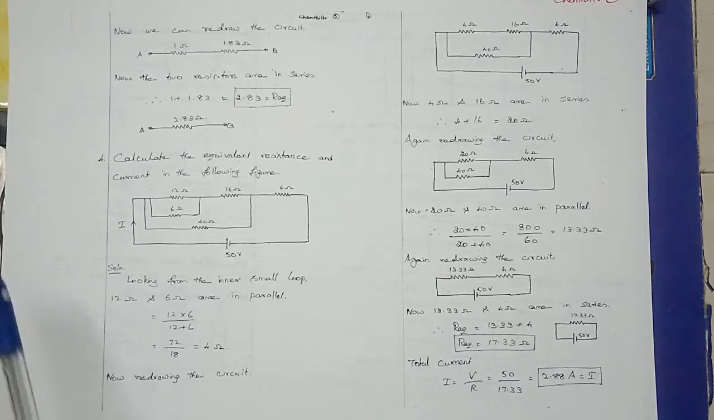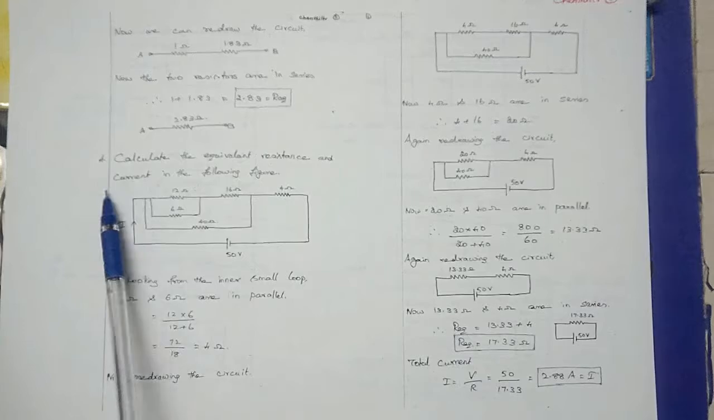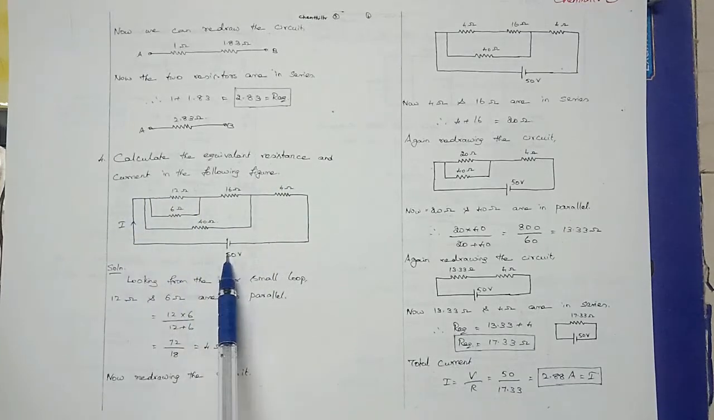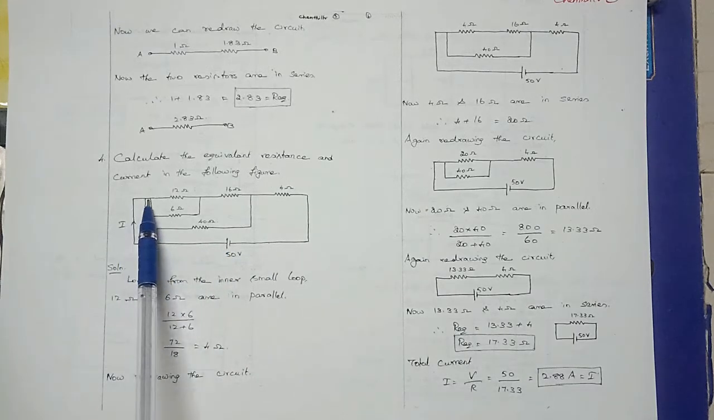Very simple problem. Now you can check this problem. Calculate the equivalent resistance and current in the following figure. There is a 50 volt voltage source, so it produces a current. This current is coming in this direction. It will be divided here as well as here as well as here.